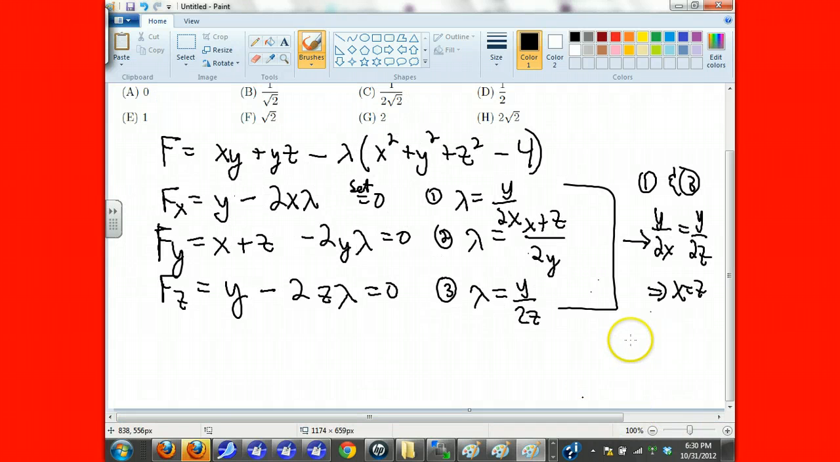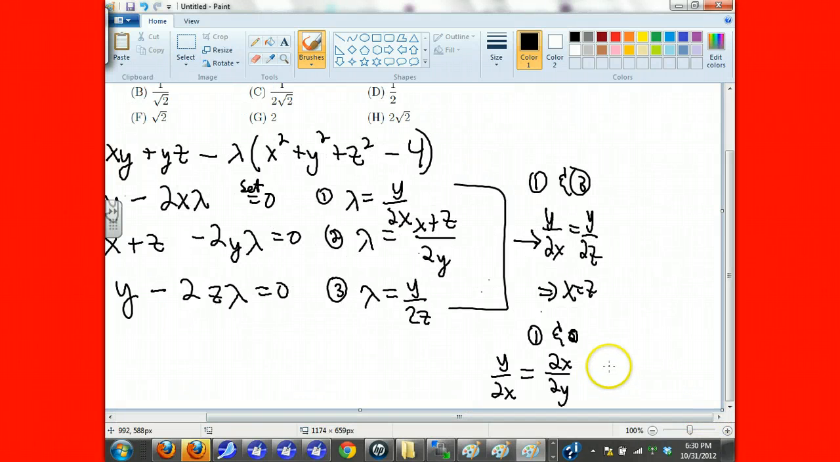From 1 and 2 together, we get that y over 2x is 2x over 2y, knowing that z is x. So 4x squared is 2y squared. You don't have to solve for y. You can solve for x squared. That works great. So let's go y squared is 2. I don't want to do fractions. So let's go y squared is 2x squared.